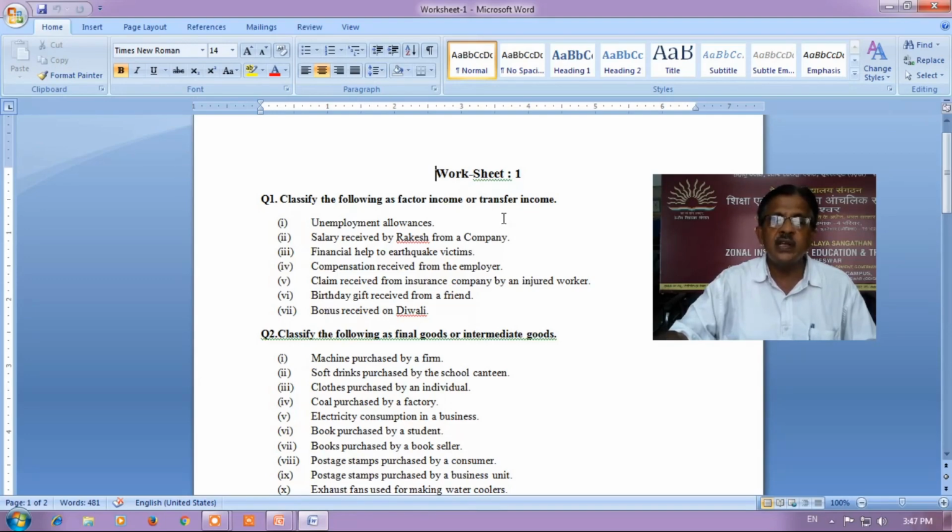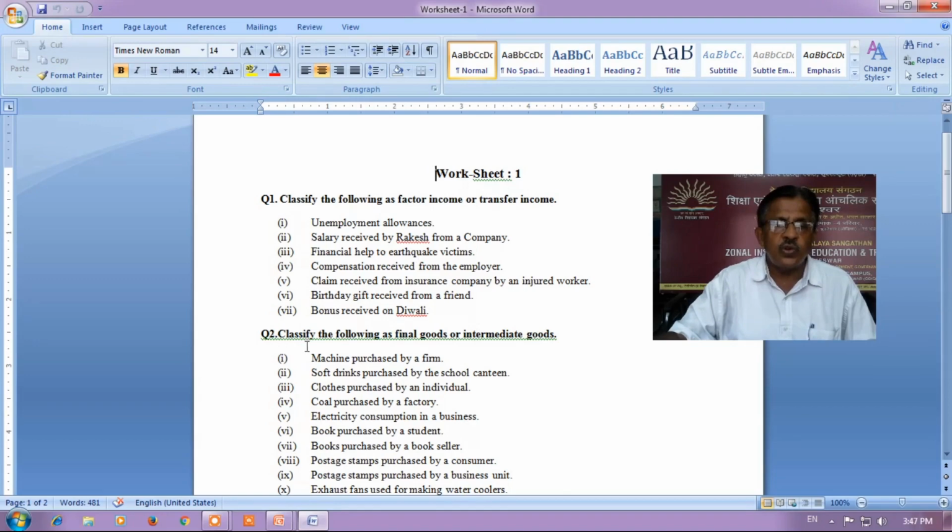So obviously transfer income: unemployment allowance, financial help to earthquake victims, claims received from an insurance company by an injured worker, birthday gift received from a friend. So these are the transfer incomes. You know, transfer income is income you receive but you do not have to contribute anything in return. That is a unilateral payment, which we have already discussed. Whereas factor income is earned income.